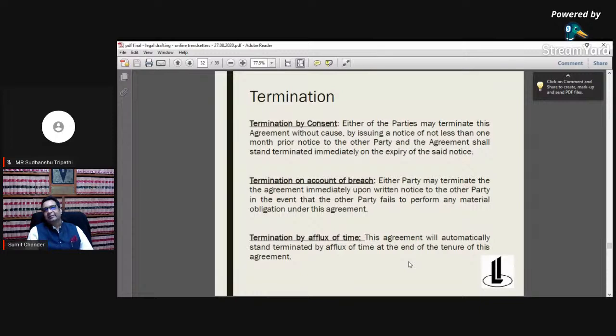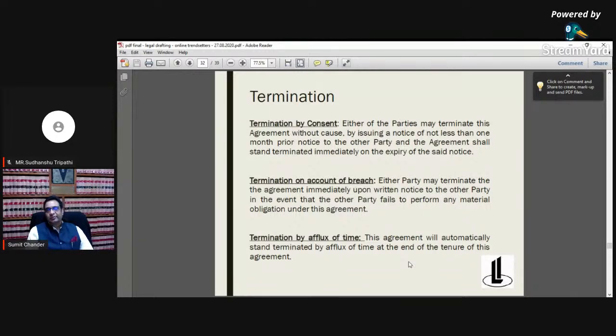Now, termination can be in three manners. One, it can be a termination by consent. Two, it can be termination on account of a breach of any terms of the contract. And third, it can also be a termination by a flux of time. Coming to termination by consent, in this you write, either of the parties may terminate this agreement without cause or by issuing a notice of not less than 1 month prior notice to the other party, and this agreement shall stand terminated immediately on the expiry of that said notice.